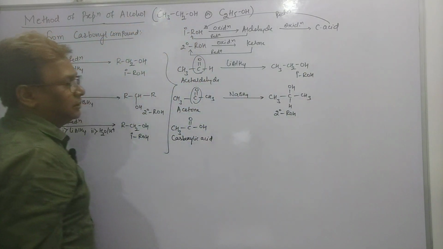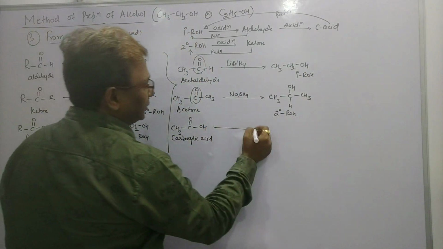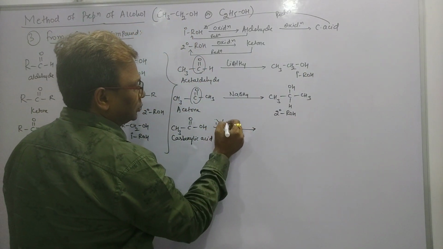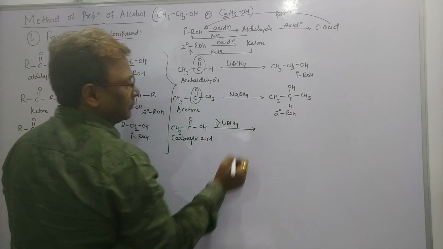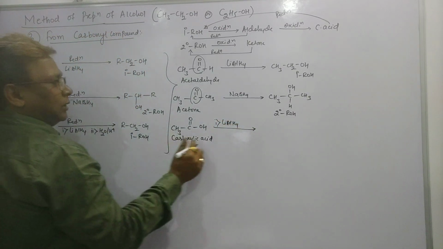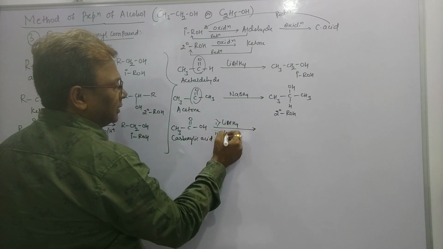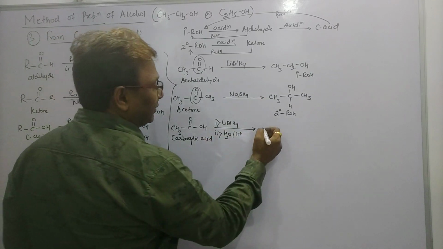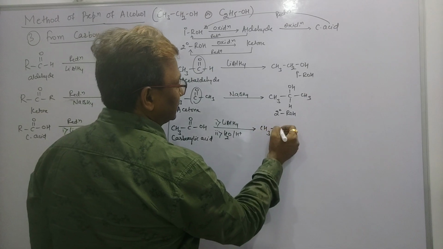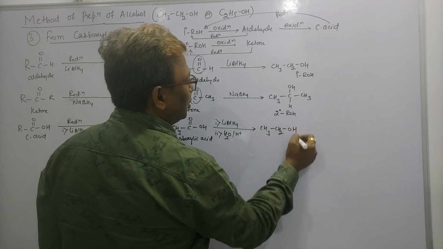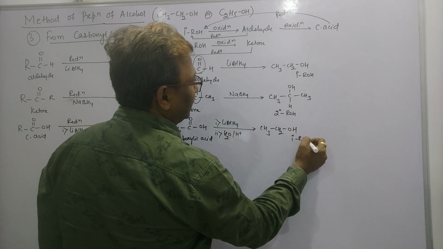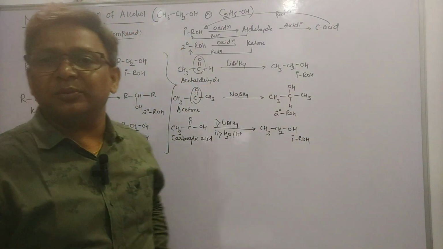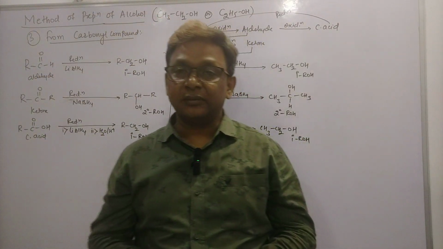Carboxylic acid beta, it will undergo reduction in two steps. First step, lithium aluminum hydride converts it into aldehyde, and second step, hydrolysis in the acidic medium, where that aldehyde is converted into alcohol. So CH3CH2OH is called a 1 degree alcohol. So did you understand beta? Alcohol can be prepared from the carbonyl compound.